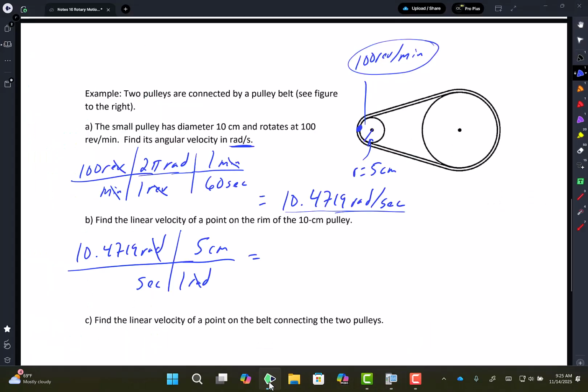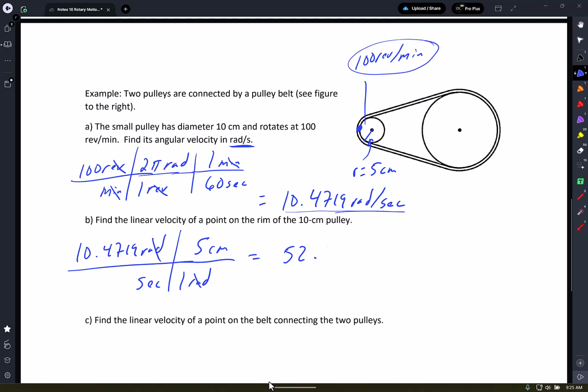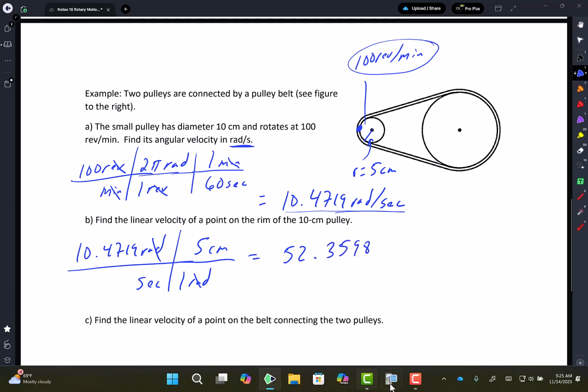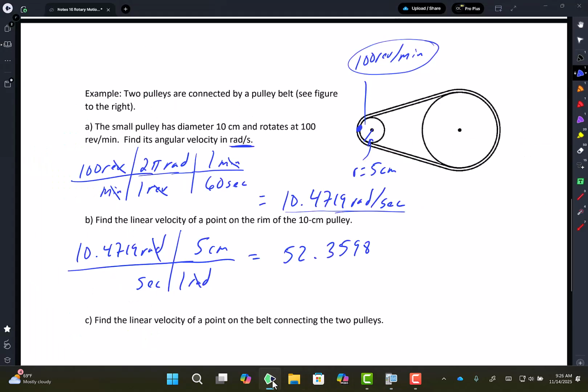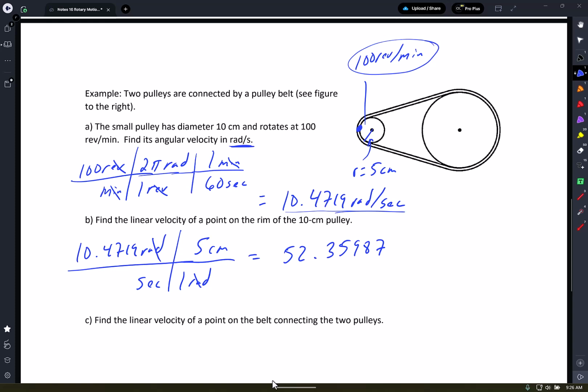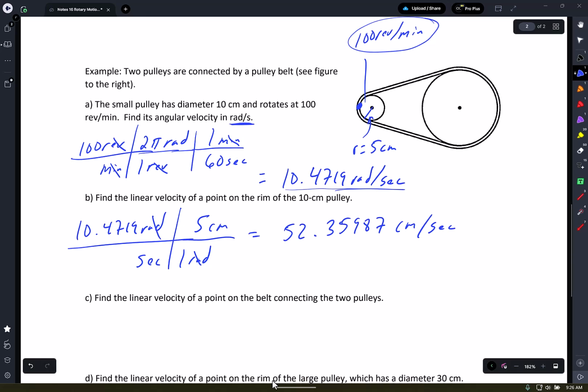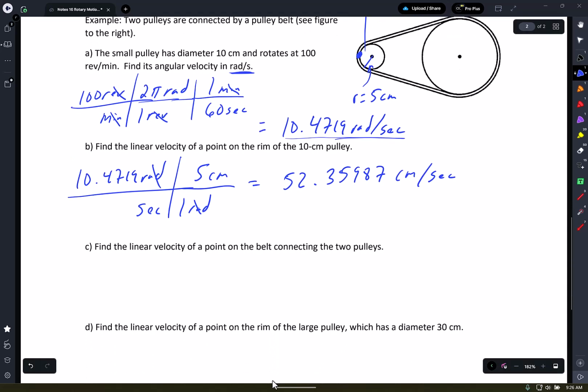So let's see, 52.3598. Let me put one more digit just for kicks. 987. I'm doing it truncated. And what are my units? There it is. How are we feeling right now, guys? All right, go to the next one, letter C.